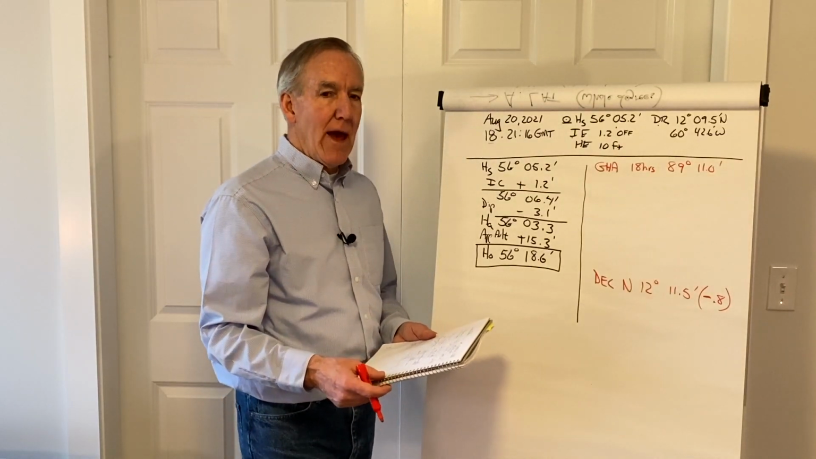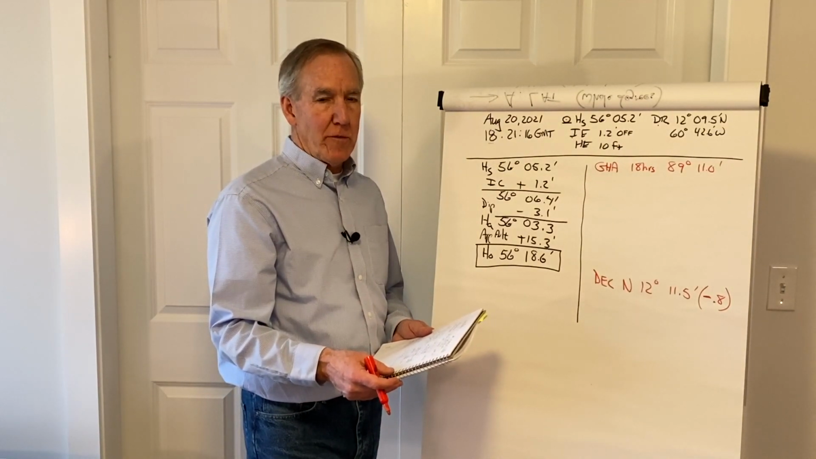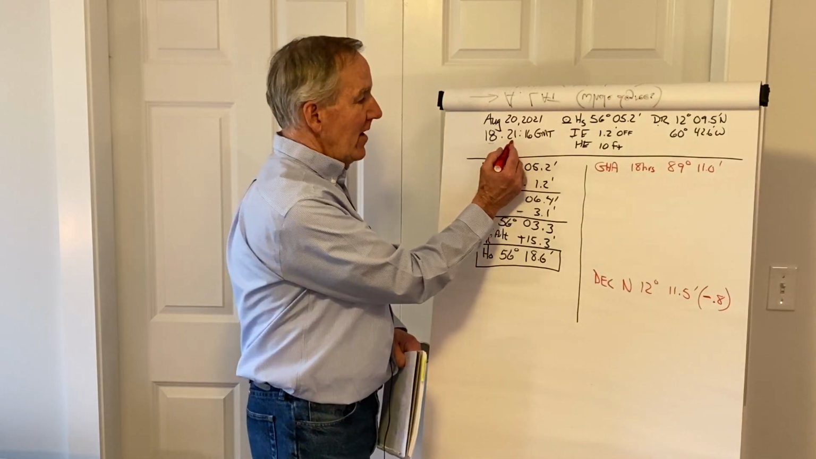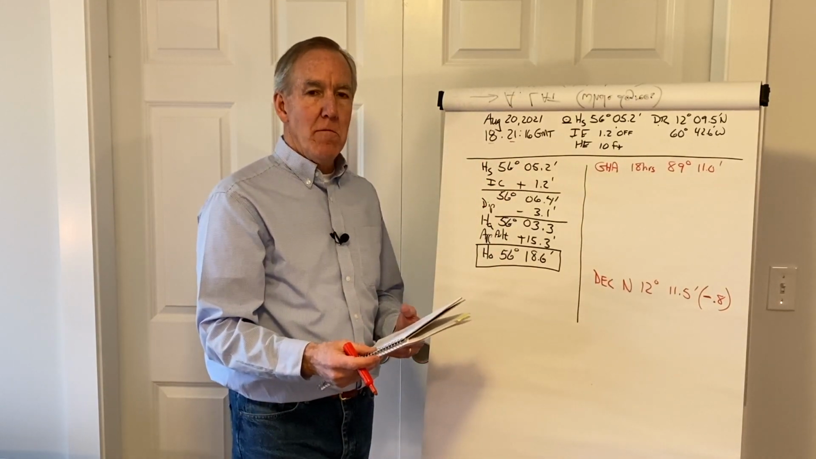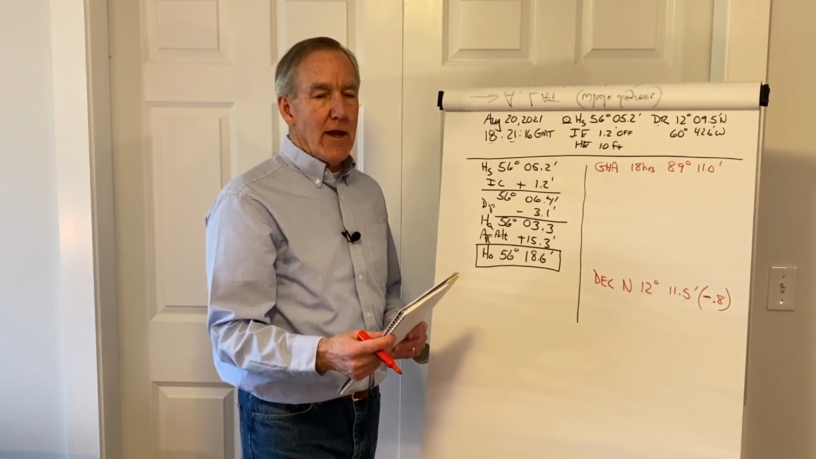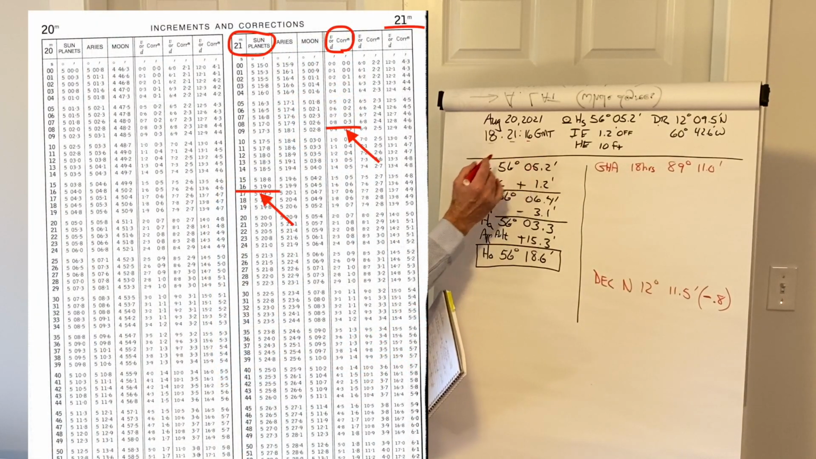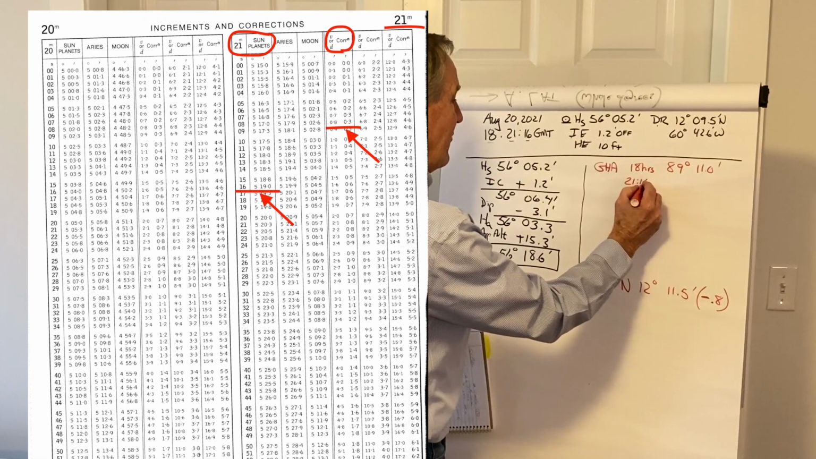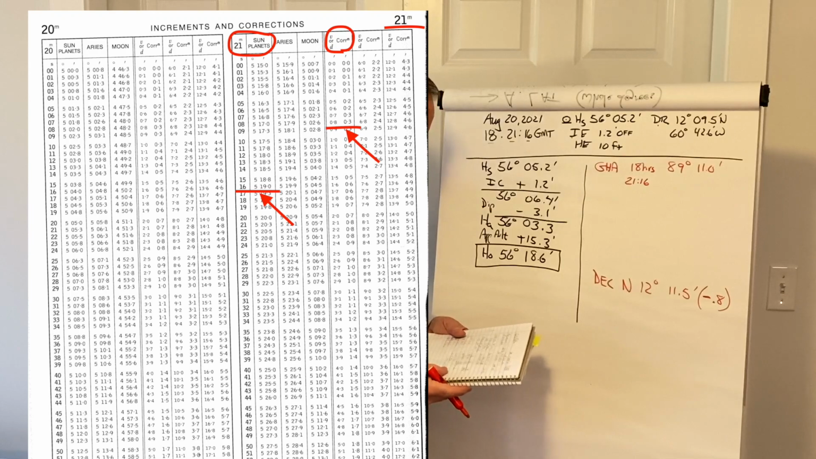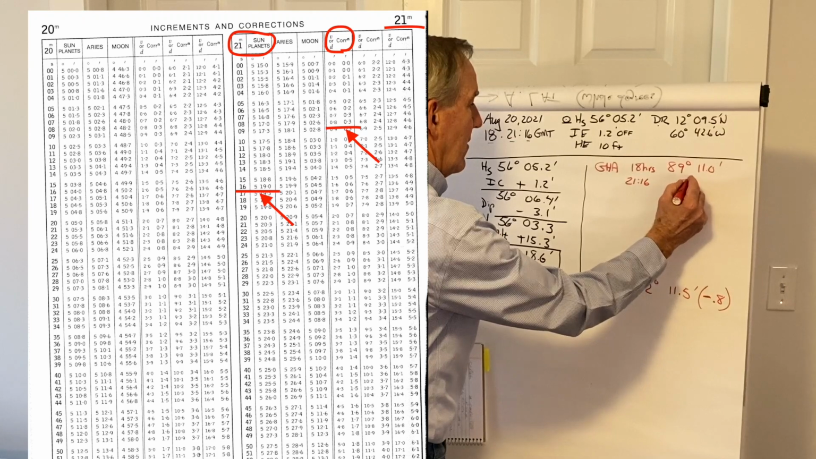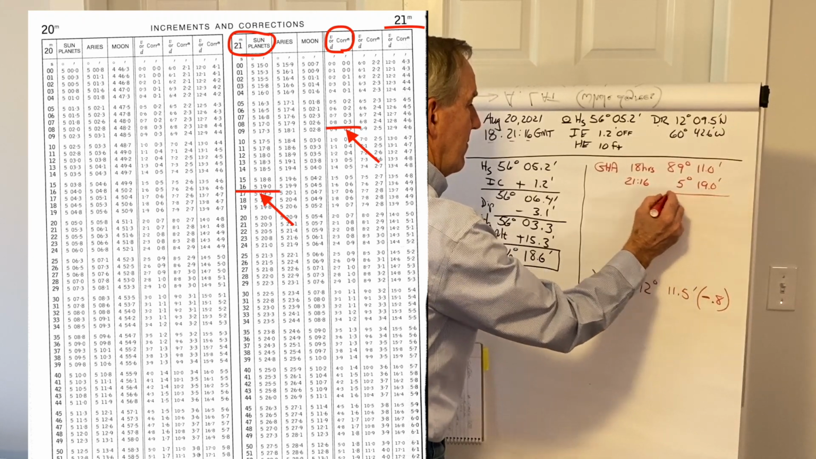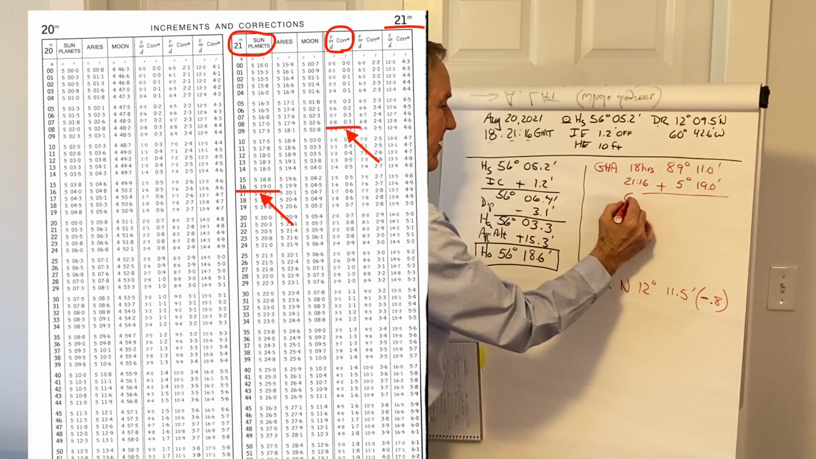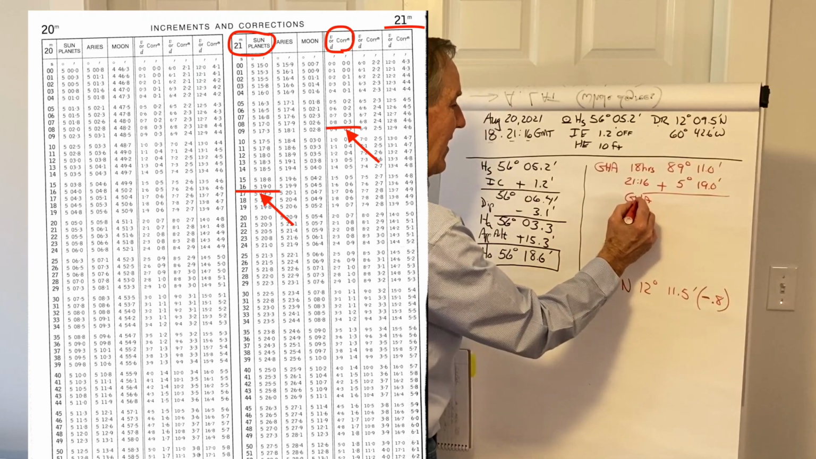Next, we go into the back in the increments and corrections pages and find a box with the 21st minute. And in that box, we slide down till we get to the 16th second, and under the sun or planets column, we pull out the GHA for 21 minutes and 16 seconds, which is 5 degrees 19 minutes. Going to add those together to get our final GHA value.